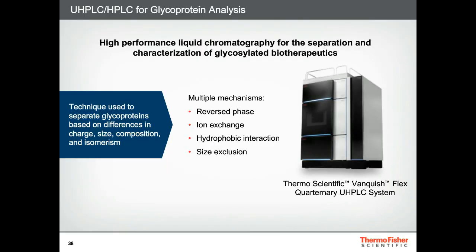The Vanquish Flex HPLC system provides a variety of mechanisms for separating your glycans. Separations are based on differences in size, charge, composition, and isomerism, and can be performed utilizing multiple mechanisms such as reverse phase, ion exchange, hydrophobic interactions, and size exclusion. For LC-UV or fluorescence of intact glycoproteins, there are several options based on hydrophobic and ion exchange chromatography that provide fast, high-resolution, highly selective separations optimized for monoclonal antibodies and other intact glycoproteins.